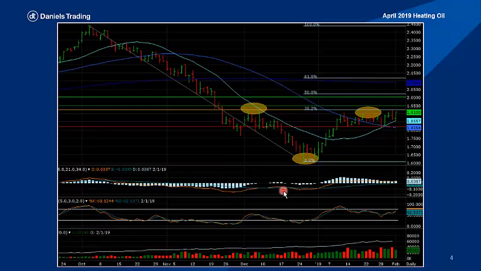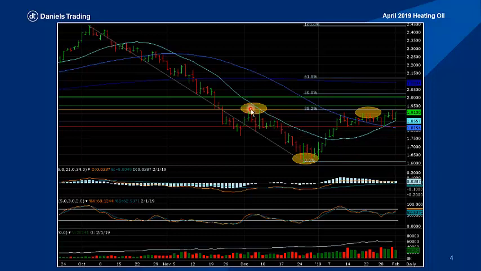Okay, let's take a look at our first chart for today. It's the April 2019 heating oil chart, and there is already a position on through the Trade Spotlight options, long the 195 call option, short the 2 even call option. It's a bull call spread. But I want to take a look at this chart again for a potential futures opportunity.